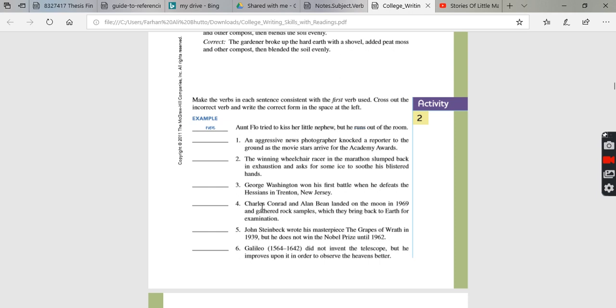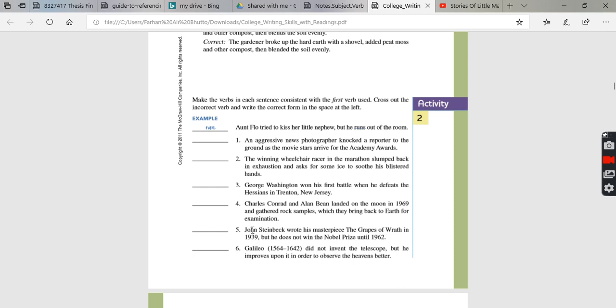4th, Charles Conrad and Alan Bean landed on the moon in 1969 and gathered rock samples, which they bring back to Earth for examination. So the correct sentence would be: Charles Conrad and Alan Bean landed, past, on the moon in 1969 and gathered, past, rock samples which they bring, present, so which they brought back to Earth for examination.